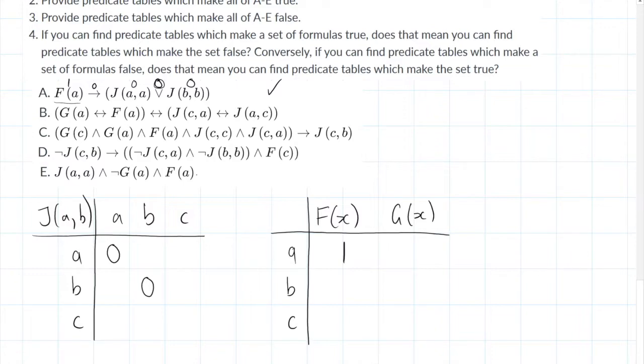Next up, why don't I do D? Because that looks like another arrow. So I'm going to make it false there, and that means this has to be true and this has to be false, this whole big bracket here. So for that negation to be true, JCB has to be false. JCB is false. And this whole long bracket here has to be false.